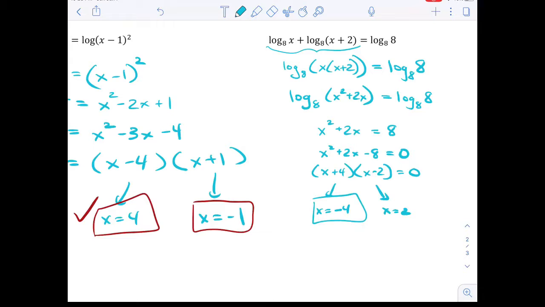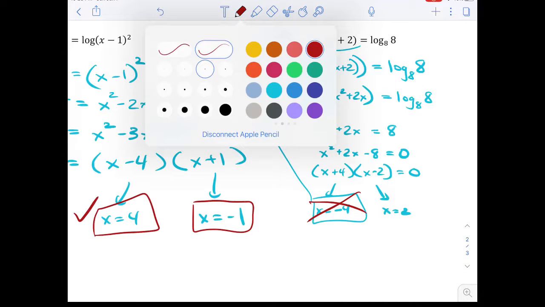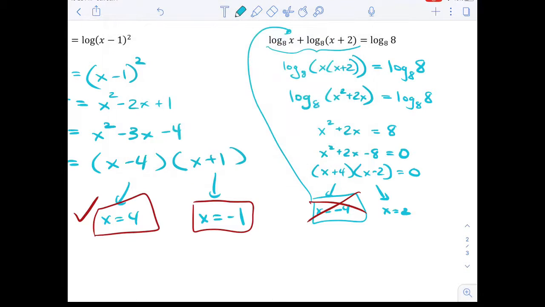So we see, do any of these ones work or not work? Well, x is negative 4. Does not work in that first logarithm at the top or the second one. So that one's inadmissible. Right, it makes that argument negative. Second one, 2, that one's okay. So there's only one root to this question here.